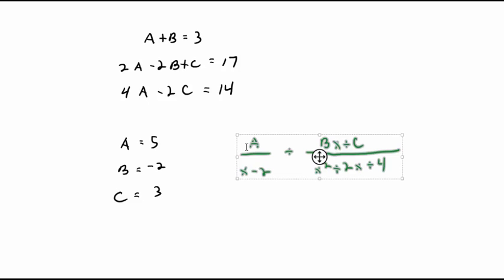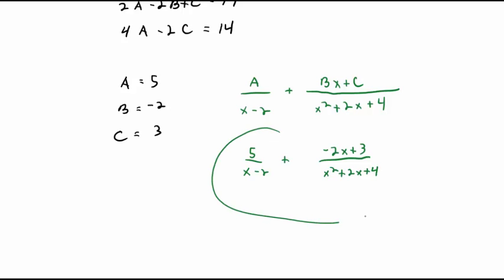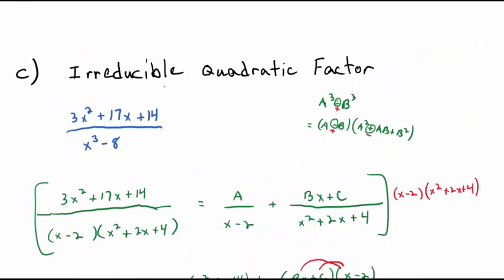Okay, so I'm just going to fill in A, B, and C in that. So what do I get? I get 5 over x minus 2 plus what? What do I get on top over here? Negative 2x plus 3 over x squared plus 2x plus 4. In other words, if you added these together by getting a common denominator, you would get what you started with, which was this guy in blue up here.